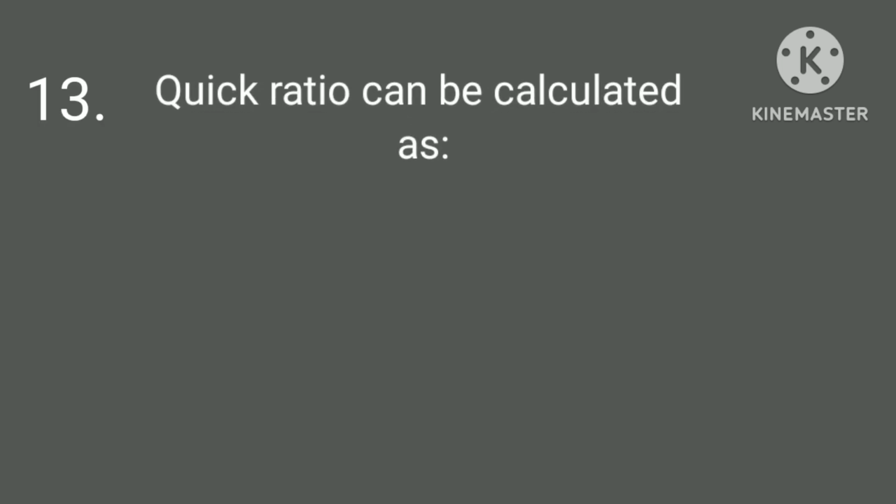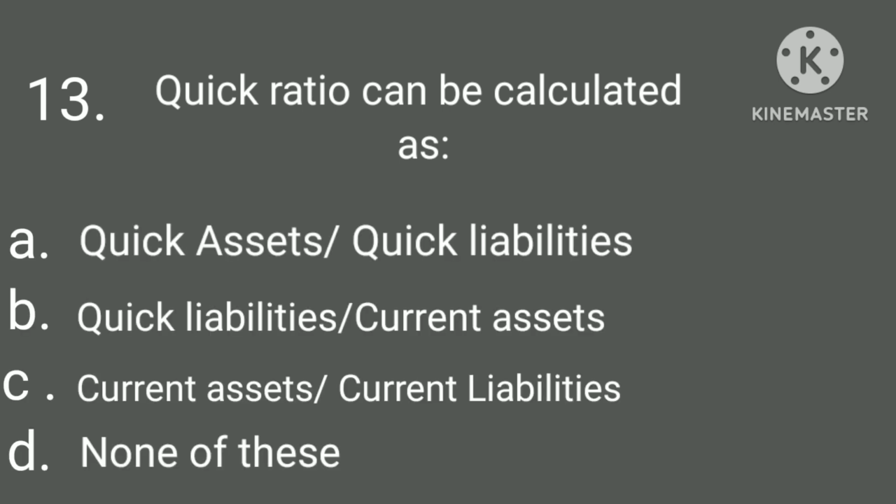Next question: quick ratio can be calculated as option A quick assets over quick liabilities, option B quick liabilities over current assets, option C current assets over current liabilities, and option D none of these. The correct answer is option C, current assets over current liabilities.